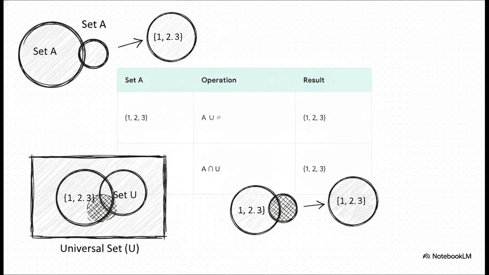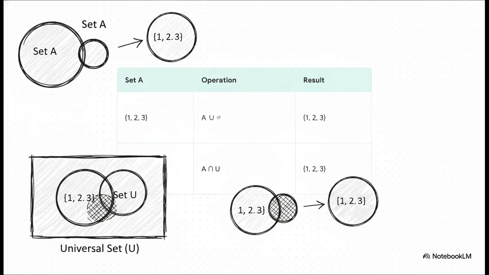Let's make this crystal clear with a concrete example. Just imagine set A contains the numbers 1, 2, and 3. If we do a union with the empty set, the result is still just 1, 2, 3. No new elements were introduced at all. Now check out that second scenario, set A intersecting with U, the universal set. The universal set contains every possible element in whatever problem you're working on.